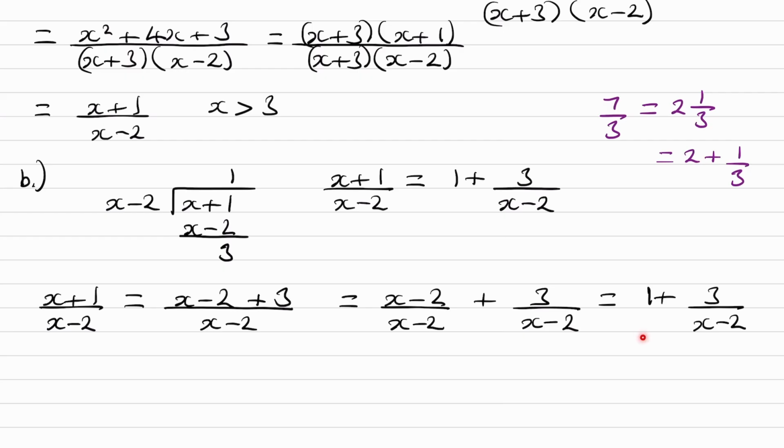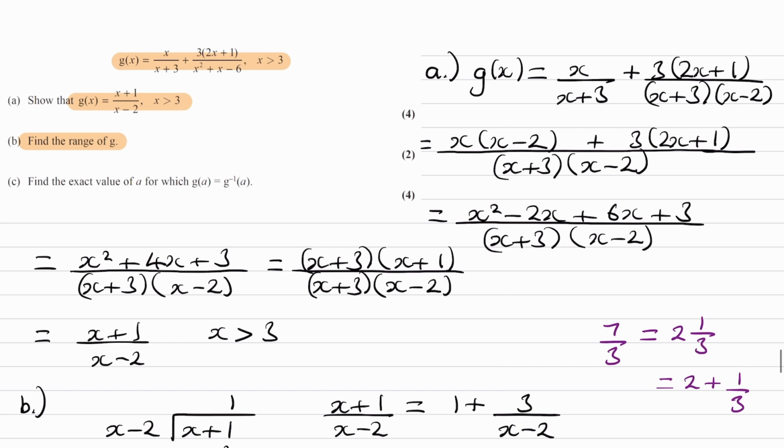So now we have 1 plus 3 over x minus 2, and we can use this to work out the transformations that have happened to a 1 over x graph to give us this function of x plus 1 over x minus 2. So just bringing it back to the question, so you know what we're doing, we're trying to find the range of g of x, we're trying to find the output y values of this function, so knowing what it looks like is a nice foolproof way of figuring out what that range should be.